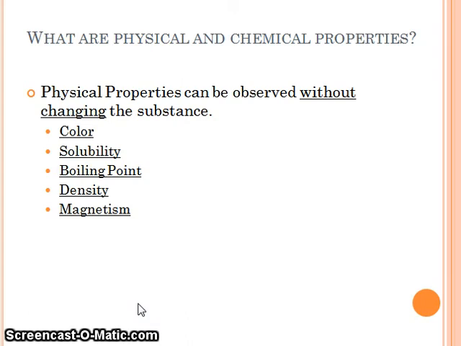Same thing with boiling point. We can find out the boiling point of water is 100 degrees Celsius without changing water. It can stay what it is.